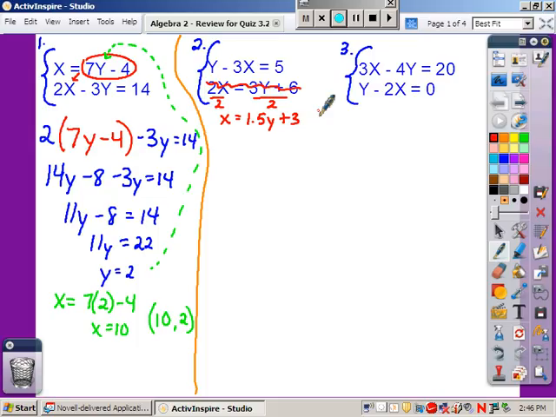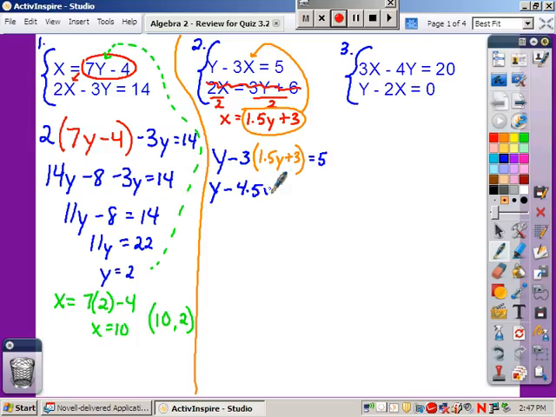So I'm going to stick this x value stuff in for x up here. So what I really have when I rewrite my equation is y minus 3, and then in parentheses 1.5y plus 3, and then finish writing the equation equals 5. So I've got to distribute here. I get y minus, that's negative 4.5y. Negative 3 times positive 3 is minus 9 equals 5.